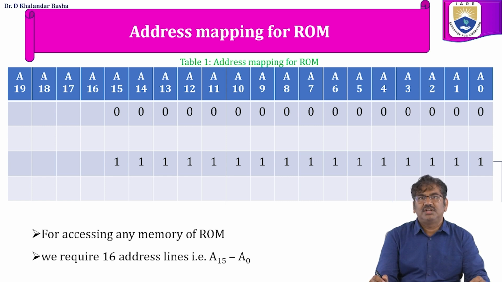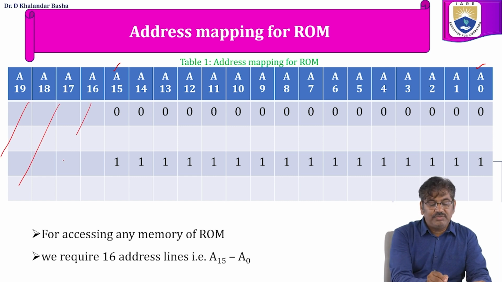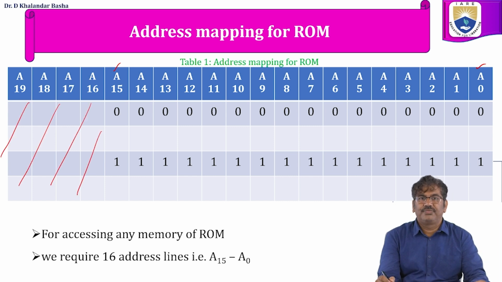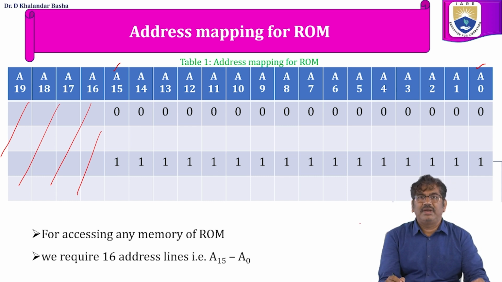In the 8086 processor, we have a total of 20 address lines, that is from A0 to A19. Out of this, we require only 16 address lines, that is from A0 to A15. The remaining lines will be used for decoding purpose. In these 16 address lines, for finding out the minimum address and maximum address, we write every bit position as 0 for the minimum value and 1 for the maximum value. So zeros in each and every bit position for the minimum address, and 1s for the maximum address.